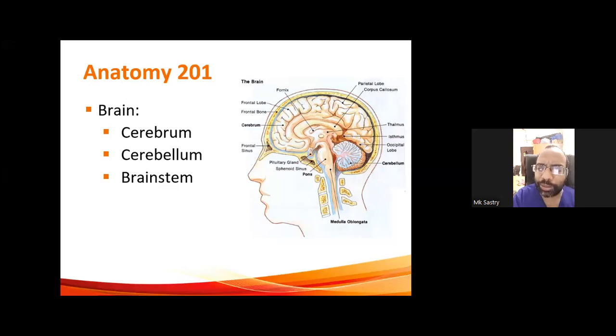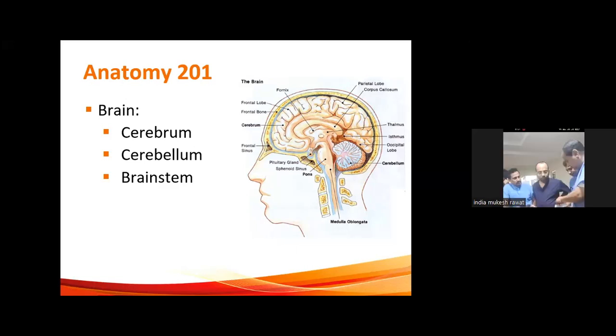The brain is divided into 3 parts. What are they? Brain, cerebellum, brainstem. Brainstem is responsible for what? Lungs, heart movement, and everything. So if there is a nerve compression, then there is a chance of what? Myelopathy, and myelopathy may also lead to heart attack. Am I right? Yes, sir.